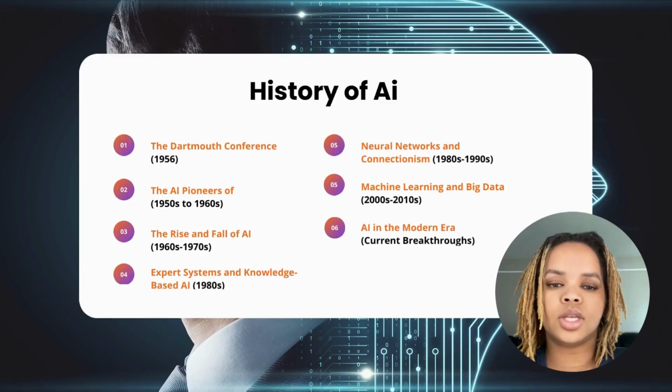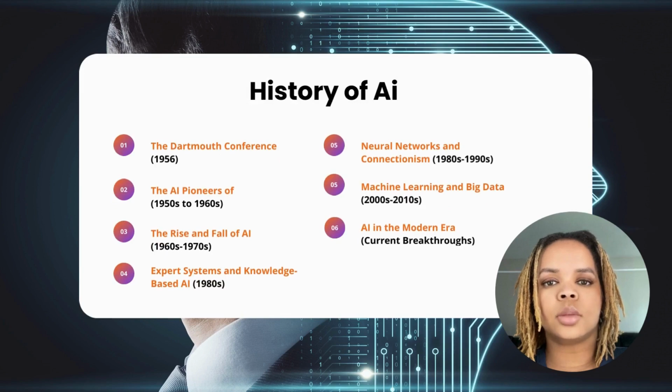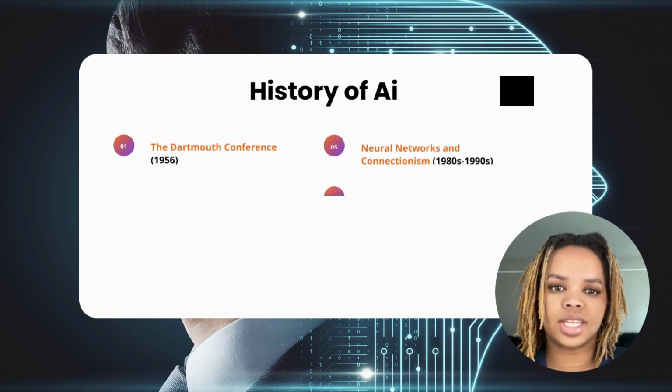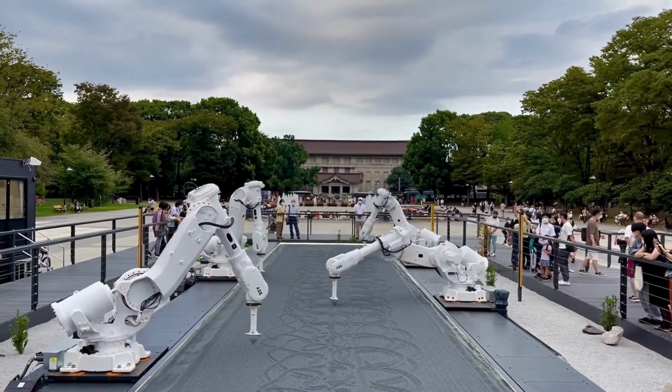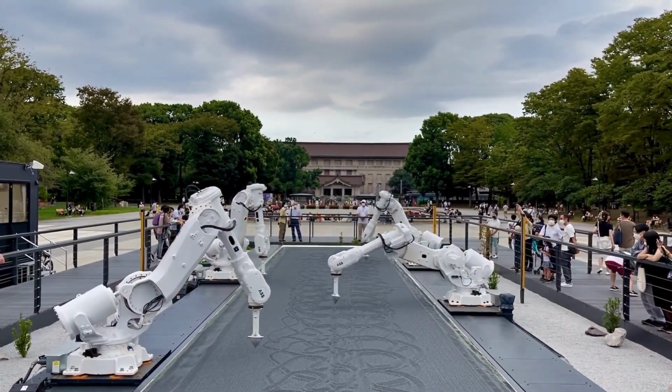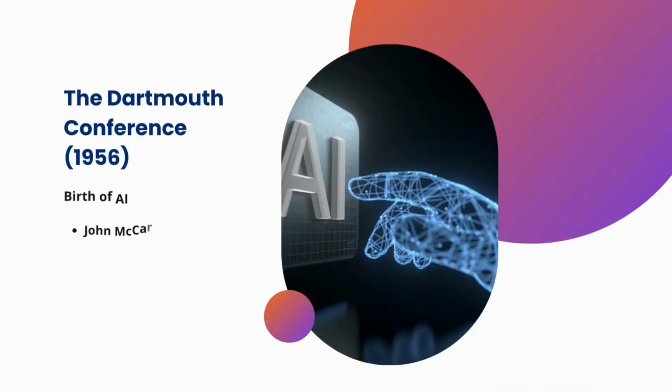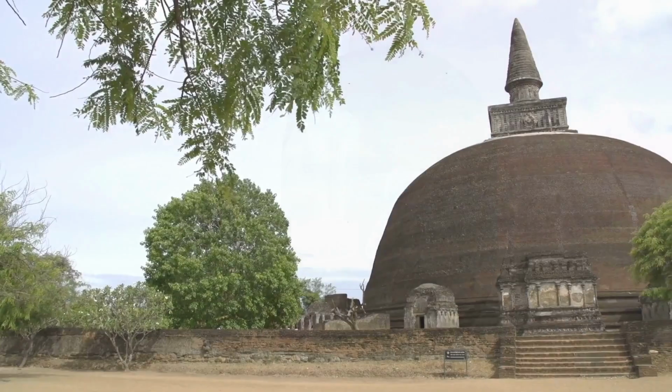Now that we have a general understanding of what AI is, let's go back in time to explore the fascinating history of artificial intelligence. By understanding the roots of AI, we gain valuable insights into the development and evolution of this groundbreaking field. To start with, we review the Dartmouth Conference.